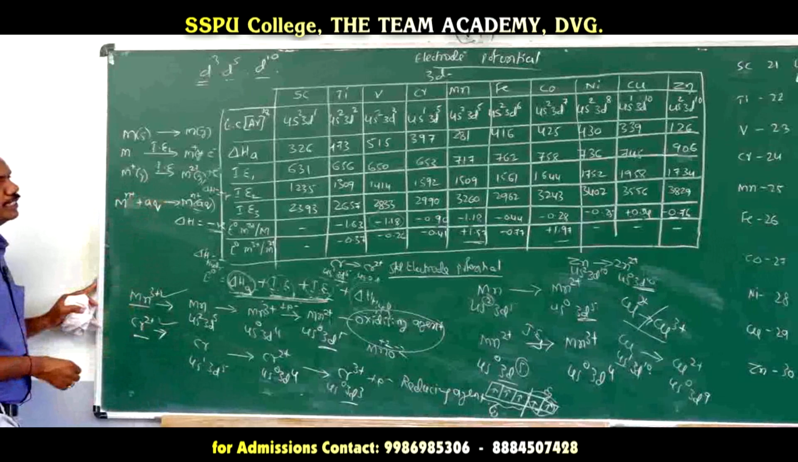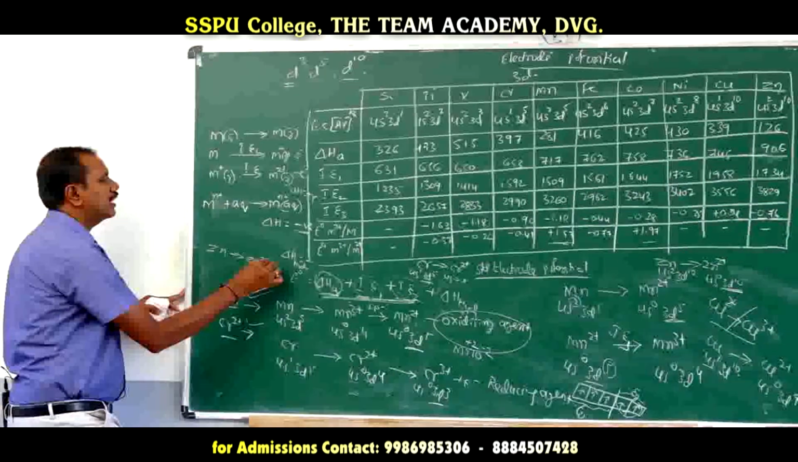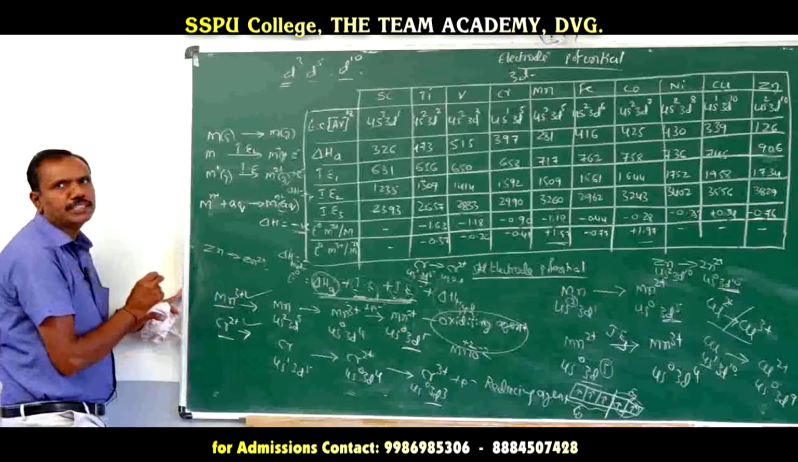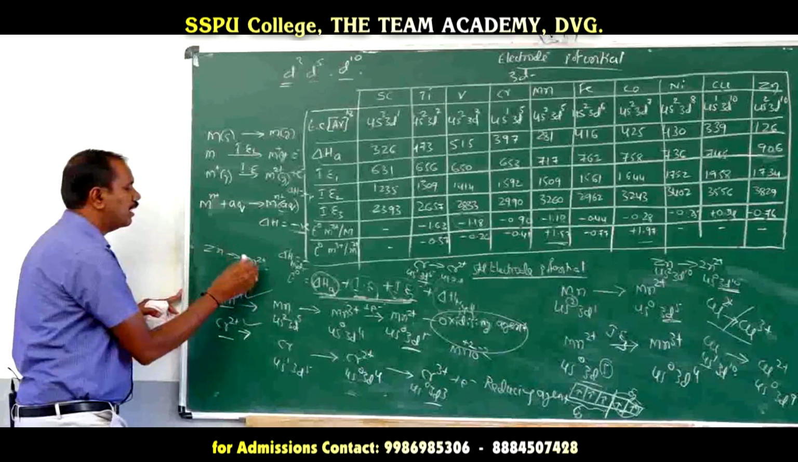So we can see that Zn becomes Zn2+. Is it an oxidizing agent or reducing agent? Zn becomes Zn2+, it is a reducing agent only. Why? Zn becomes Zn2+ by losing electrons, so it becomes what?